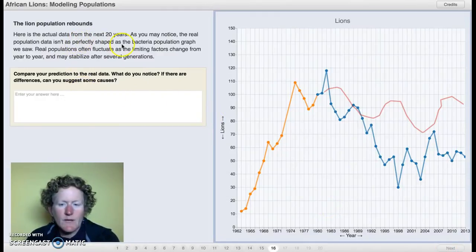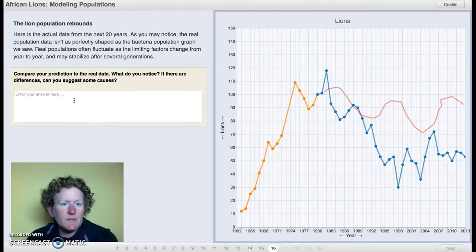Here's the actual data from the next 20 years. As you may notice, the real population data isn't as perfectly shaped as the bacterial population growth we saw. Real populations often fluctuate as the limiting factors change from year to year and may stabilize after several generations. Wow, it kind of sank a little bit more. I wonder what caused the decline here.